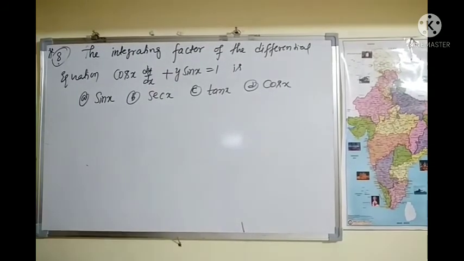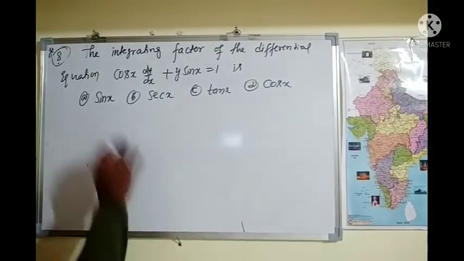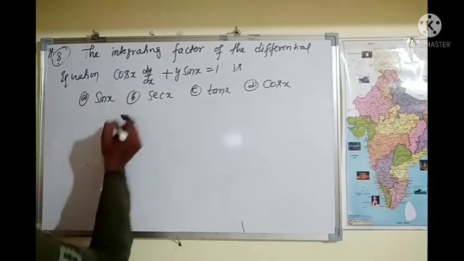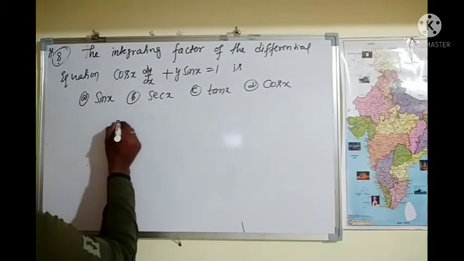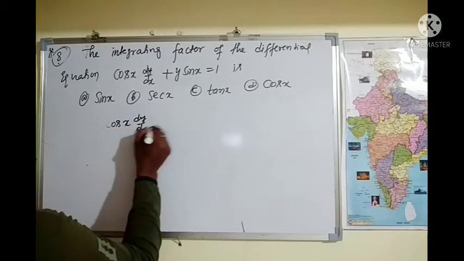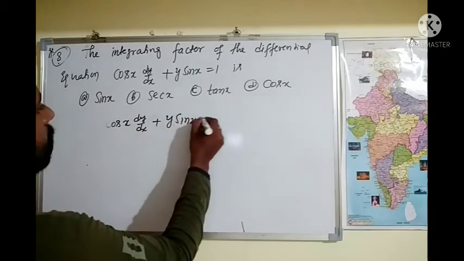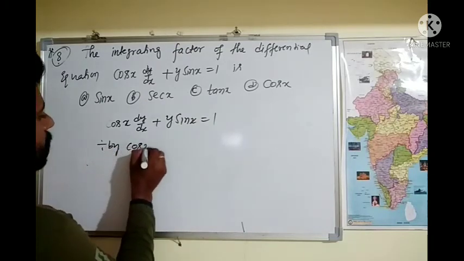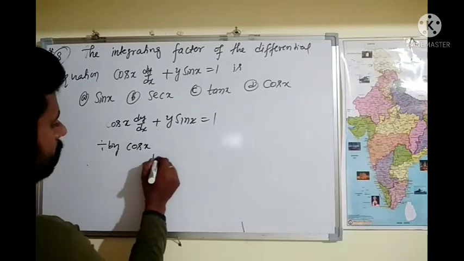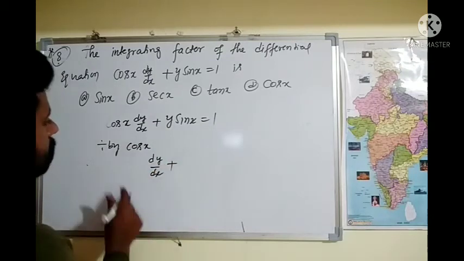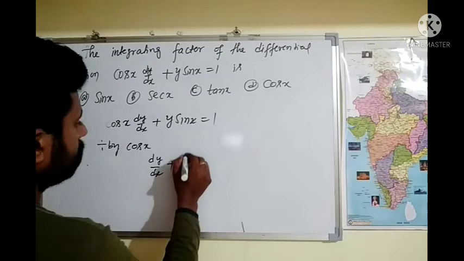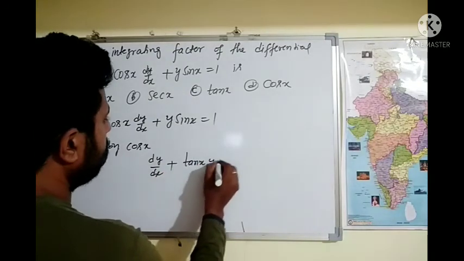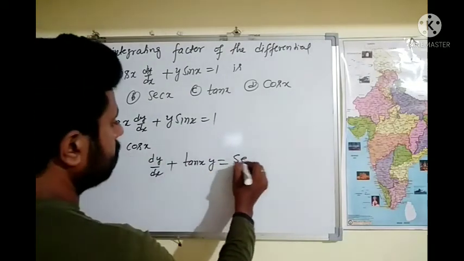The integrating factor of the differential equation cos x into dy by dx plus y sin x is equal to 1. Now here divide by cos x on both sides. Cos x gets cancelled. Here we get dy by dx plus sin by cos, which is tan x, into y is equal to 1 by cos x, which is secant x.